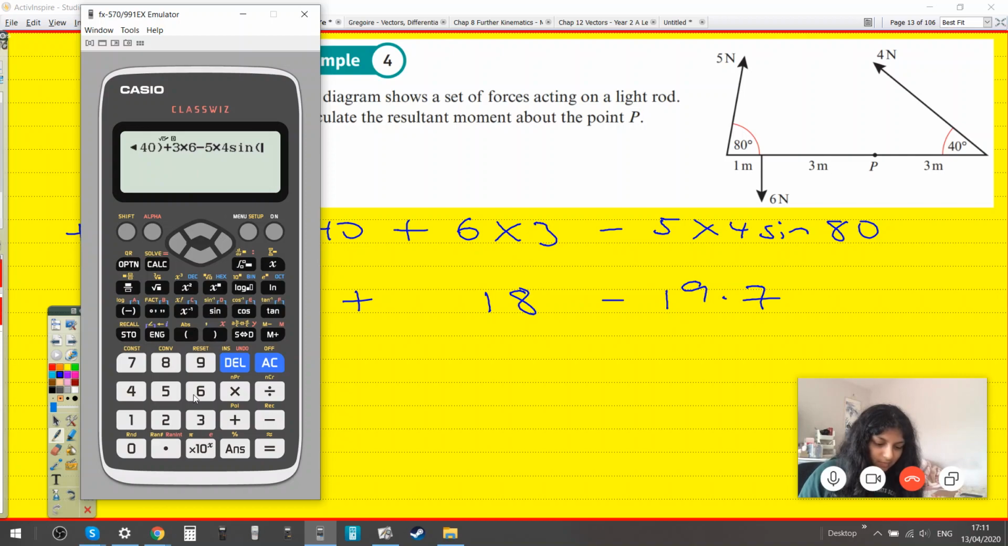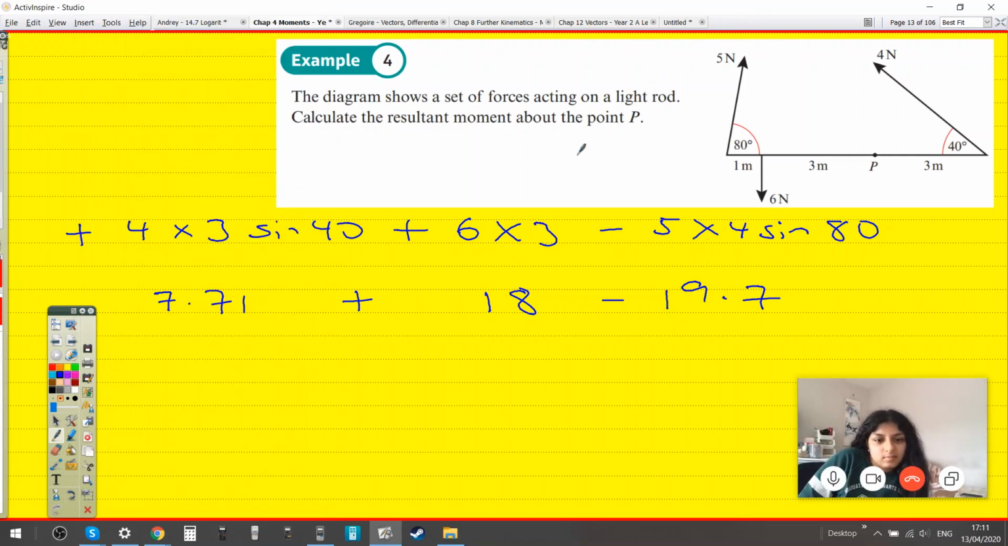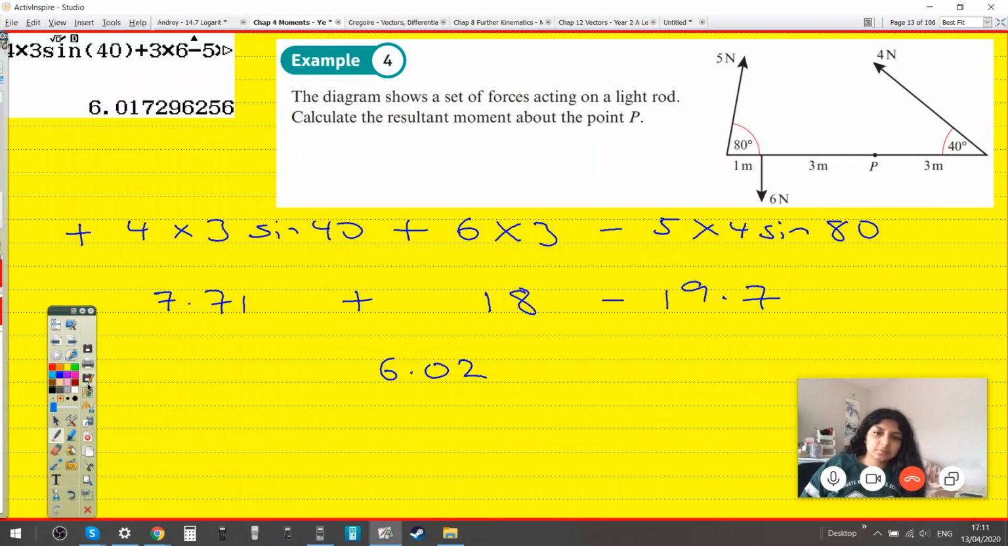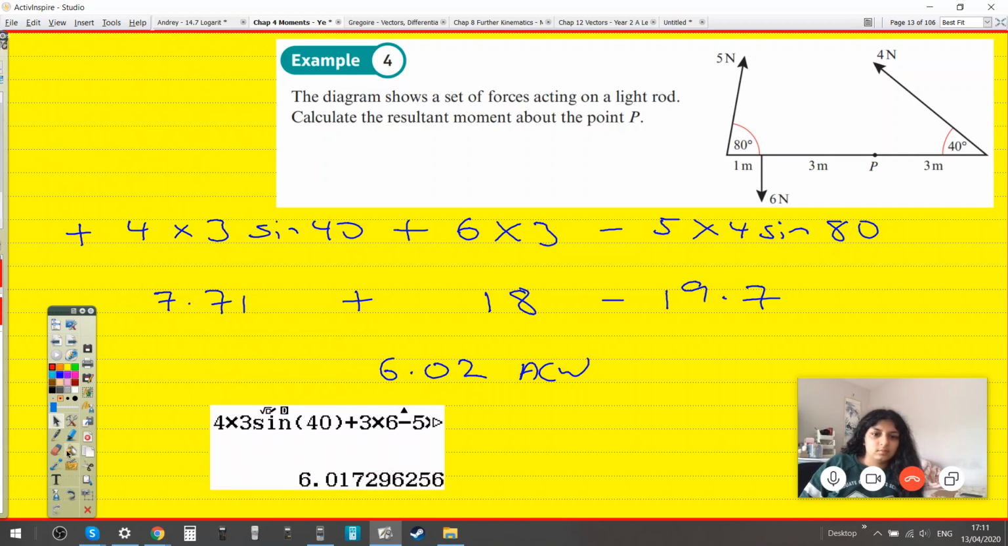So 6.02, 3 sig fig. It's anti-clockwise, I think. Yeah, if it's plus, that'll be anti-clockwise. We'll just write it into the case. And I was gonna say, so you picked up on it.